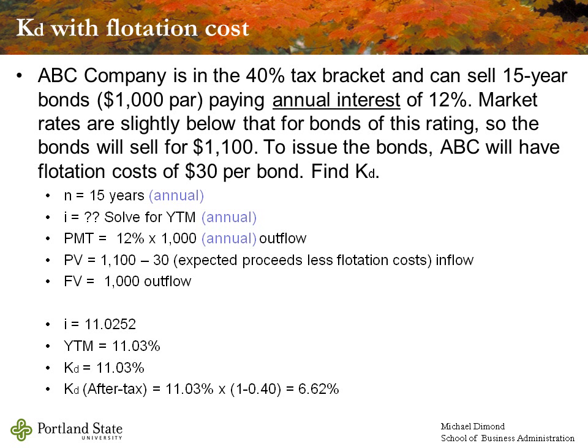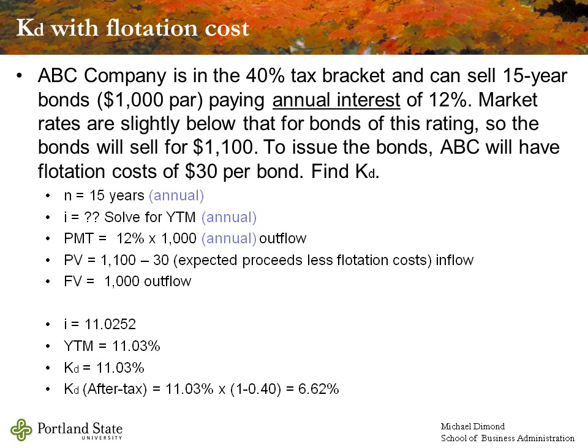The ABC company is in the 40% tax bracket, and they can sell 15-year bonds with a $1,000 par or $1,000 face value, paying an annual interest of 12%. Market rates are slightly below that for bonds of this rating, so bonds will sell for $1,100. To issue the bonds, ABC will have flotation costs of $30 per bond. We need to find KD.